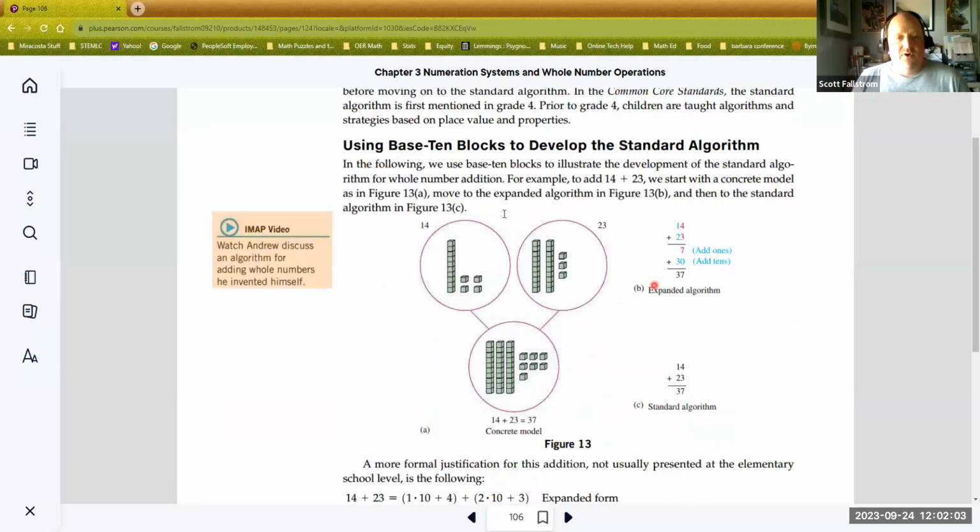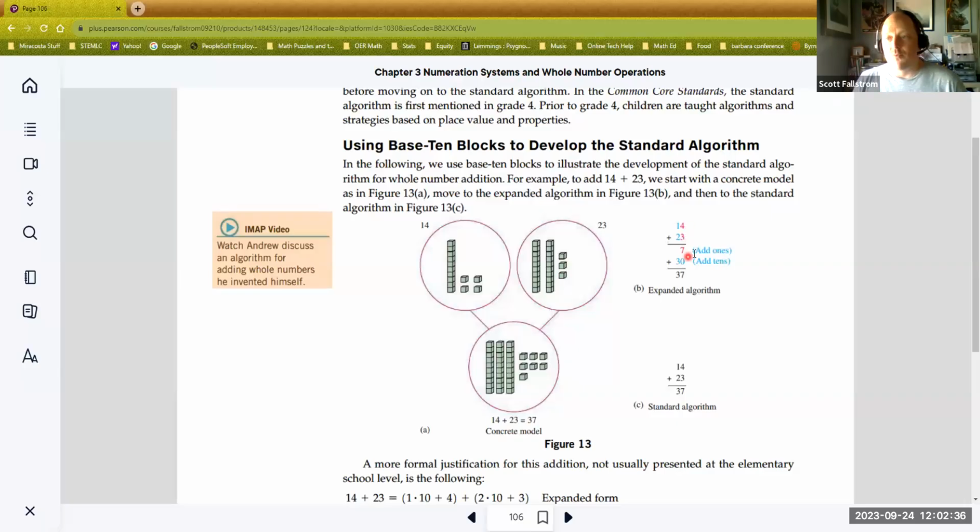All right, let's jump forward using base 10 blocks to develop the standard algorithm. Standard algorithm seems to be that since we may need to regroup, that we should start with the smallest value first. So if we had enough of these little 10 pieces called unit blocks, we would be able to make another rod. So if we took 10 of them, we could trade it in. Okay. So this right here, this is known as the expanded algorithm, sometimes called partial sums. And we'll see that in just a moment.